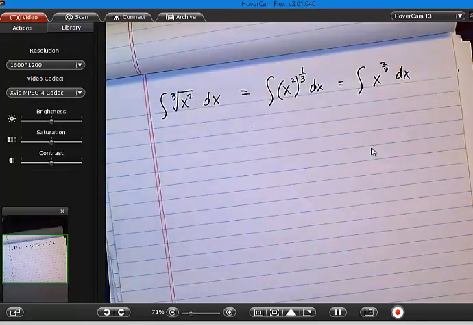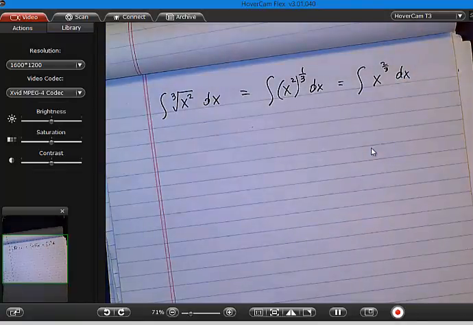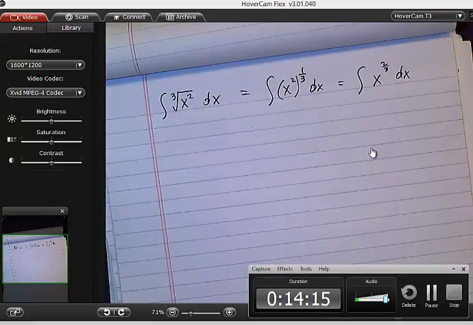I'm going to pause and let you talk to someone next to you. See if you can come up with the antiderivative, and also check your answer by taking the derivative to see if you got it right. I'll pause for a second here.